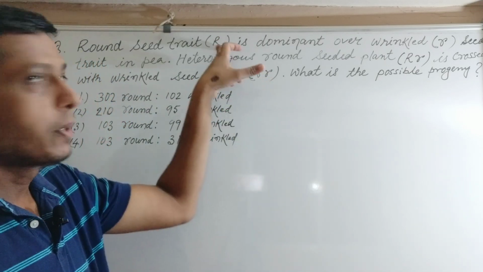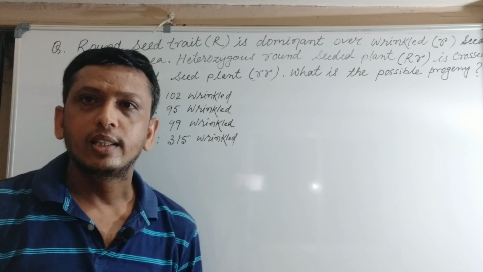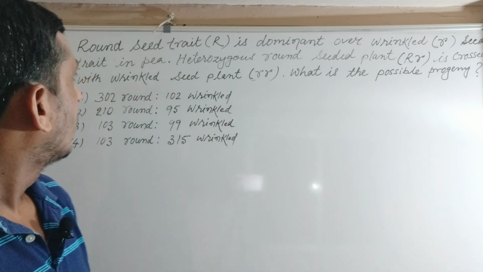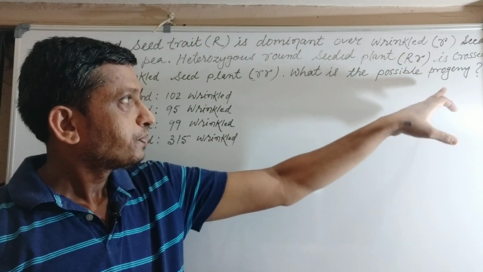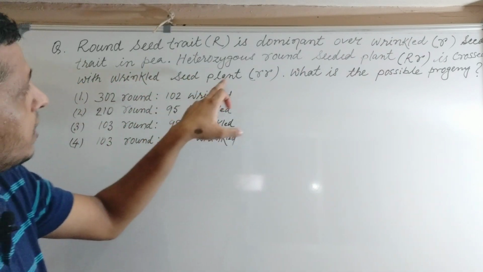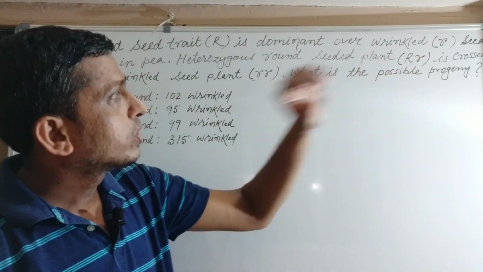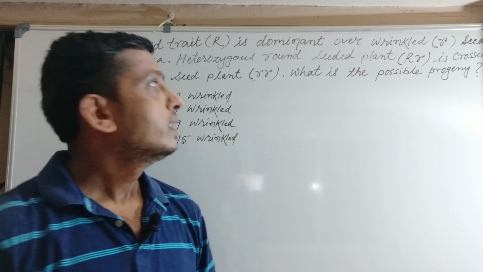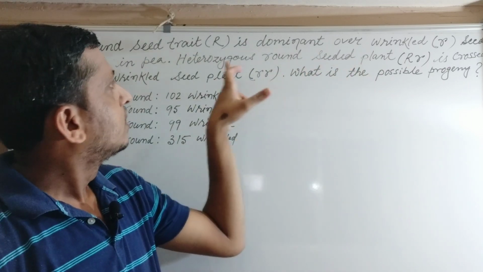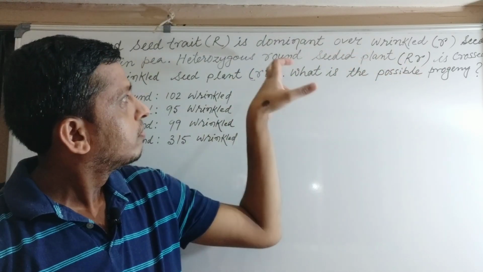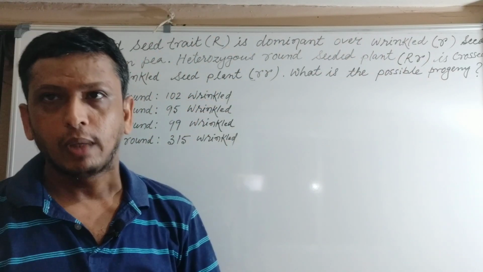In pea plant, round seed is dominant over wrinkled seed. Round seed is denoted by capital R, and the recessive trait, that is wrinkled seed, is denoted by small r. A heterozygous round seeded plant, that is capital R and small r, is crossed with a wrinkled seed plant, that is a pair of small r. What is the possible progeny? So in this question, the parents are one heterozygous round seeded plant and another homozygous wrinkled seeded plant.